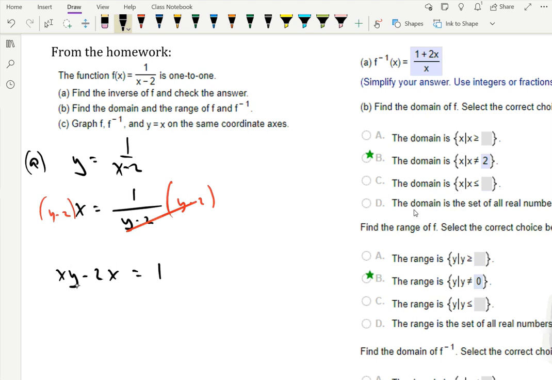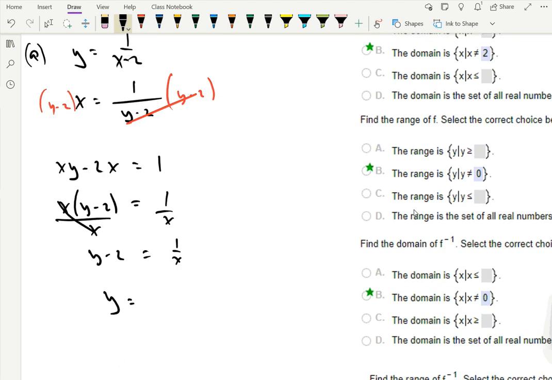Let's see, I want to get the y by itself, okay? And so in this case, I need to factor out the x. If I factor out the x, then I get x times y minus 2 equal to 1. Now I can divide both sides by x. So those cancel, and y minus 2 equals 1 over x.